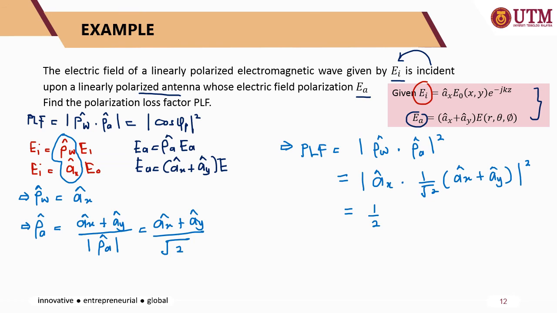Now the power loss factor in dB: PLF in dB equals 10 log 10 of PLF. It is equal to 10 log 10 of 1 over 2, which is equal to minus 3 dB. So the power loss factor for this particular condition is minus 3 dB. With that, thank you.